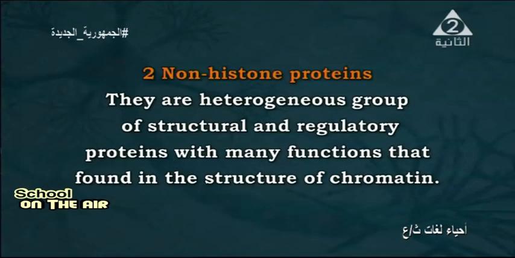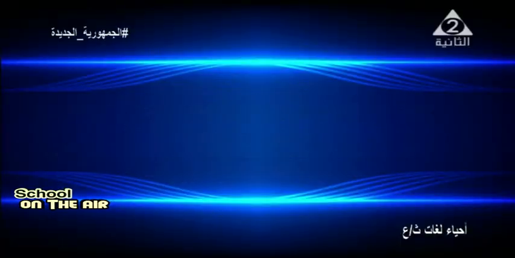Okay, what are the non-histone proteins? They are a heterogeneous group. What is meant by heterogeneous? Heterogeneous means a different group. And this different group differs in structure and regulatory proteins. And these non-histone proteins have many functions found in the structure of chromatin.